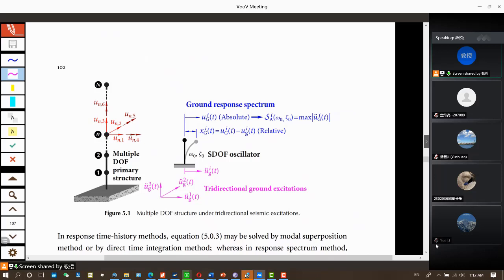And the structure is subjected to tridirectional ground excitations, U_G double dot 1, 2, and 3. U1 and U2 are in the 2 horizontal directions. They are orthogonal, so we have a right angle between these 2. Okay, and U_G double dot 3 is in the vertical direction.